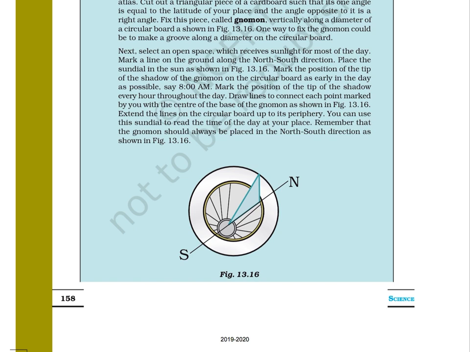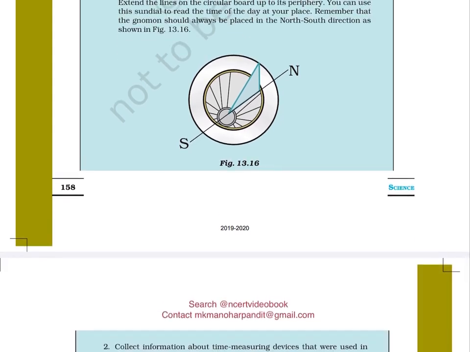Draw lines to connect each point marked by you with the center of the base of the gnomon as you can observe in figure 13.16. Extend the lines on the circular board up to its periphery. You can use the sundial to read the time of the day at your place. Remember that gnomon should always be placed in the north-south direction as you can observe in figure 13.16. Figure 13.16. A gnomon placed in the north-south direction.